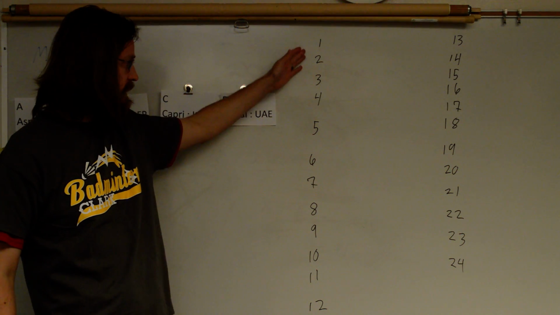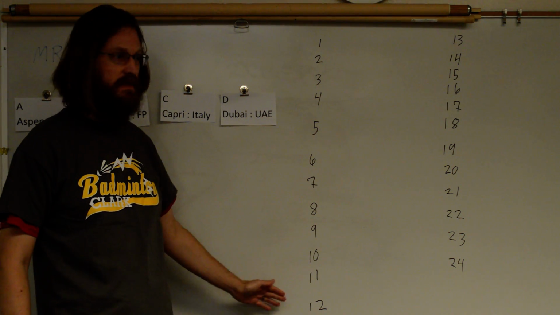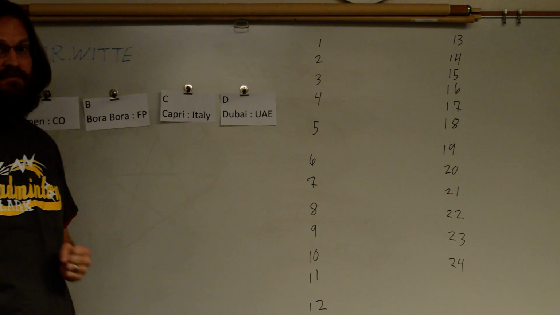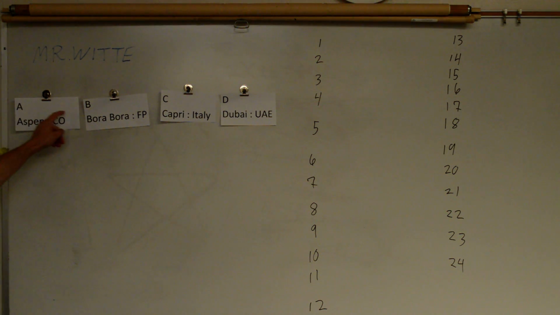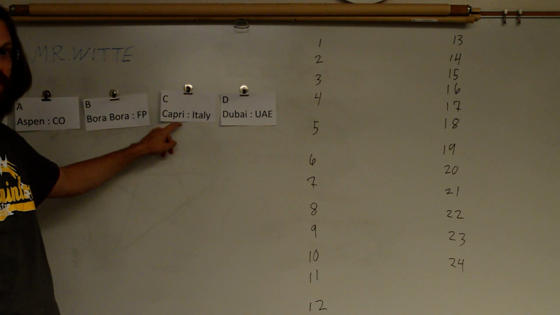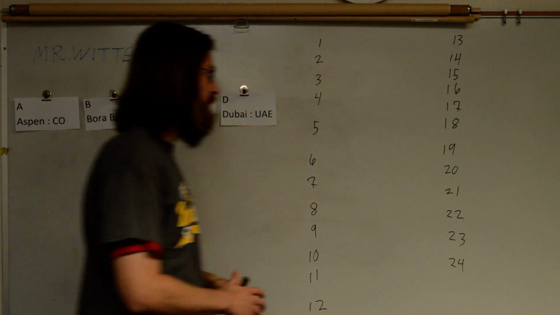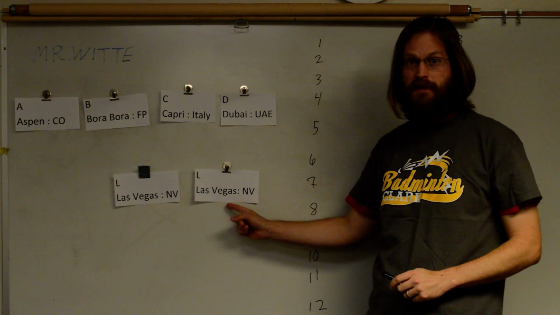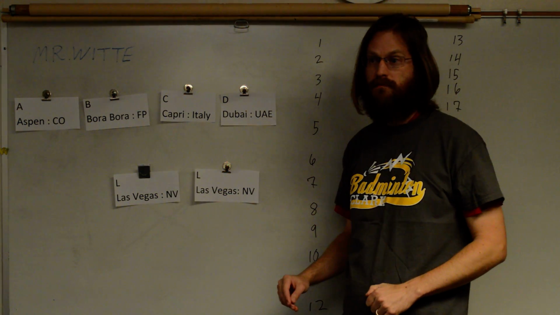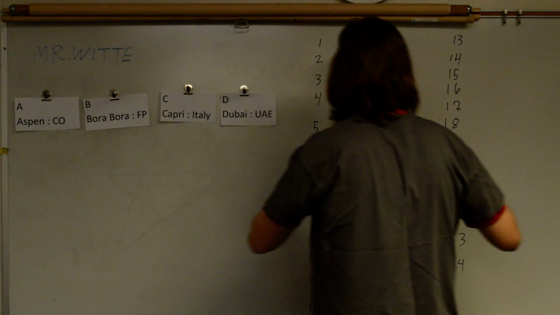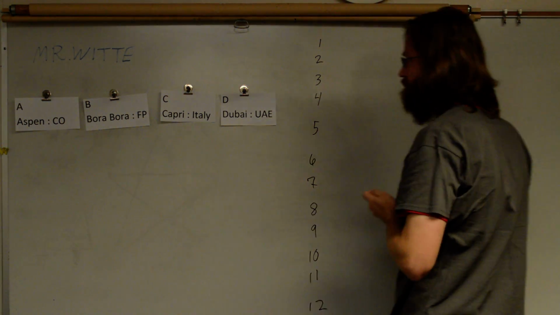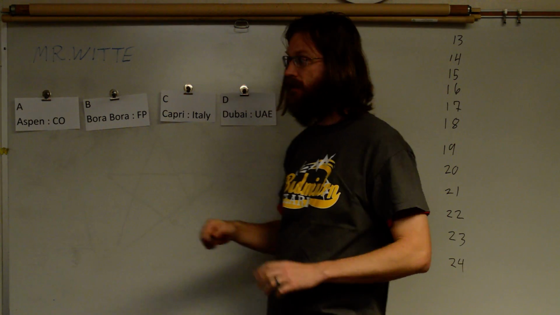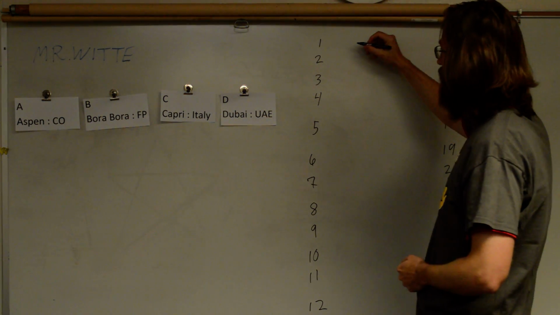Okay, so I made a table of 24 different options, and I purposely chose cities that go in alphabetical order. So I got A for Aspen, B for Bora Bora, C for Capri, D for Dubai, and my 2, Las Vegas, my starting and ending location. We're going to worry about these in a minute. I'm going to put them off to the side for right now. Well, the first option we have is to go directly in alphabetical order. So we could say A, B, C, D.